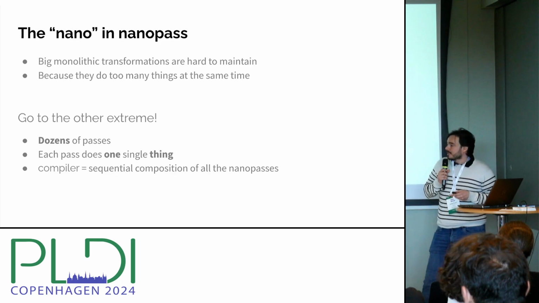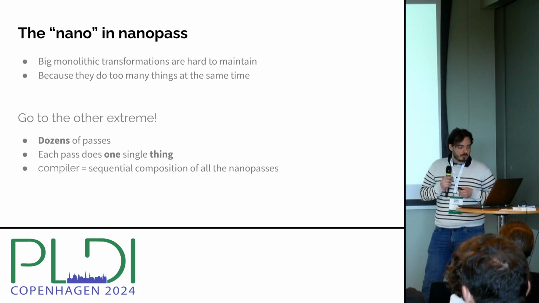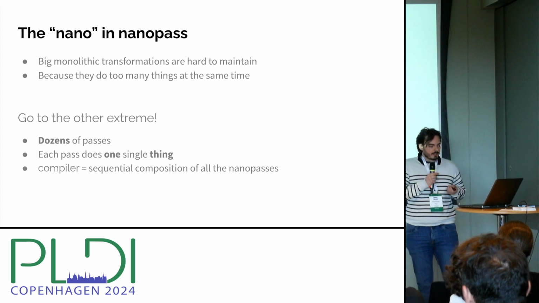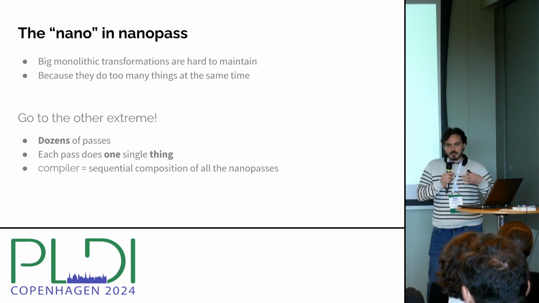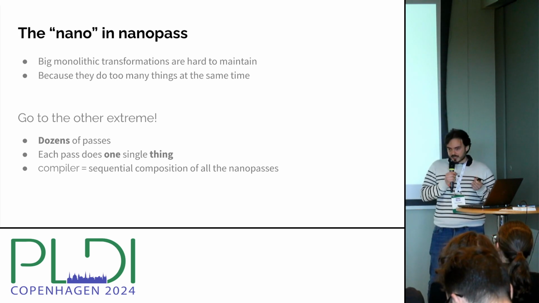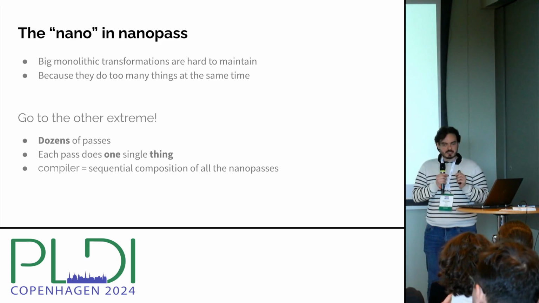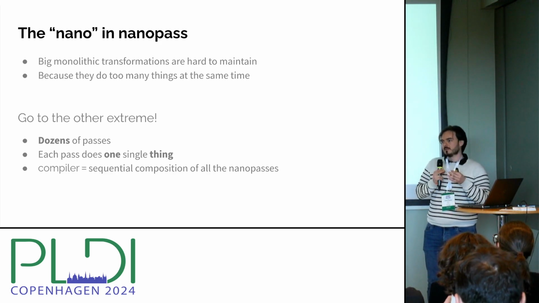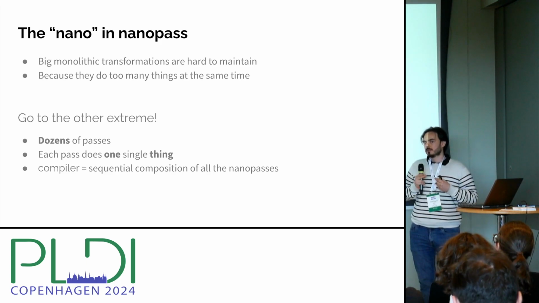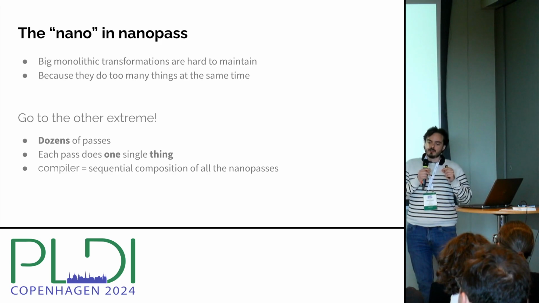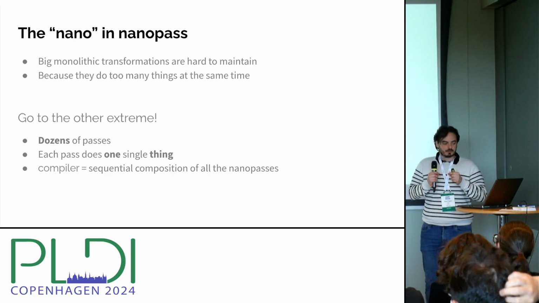Why not? So instead of having one big pass, we wanted to implement a compiler frontend for SEAL with a lot of passes, in particular passes that target small things, and each pass is doing one single thing. Then the compiler is simply the sequential composition, or application, of each of the passes, going from one input language to one output language.